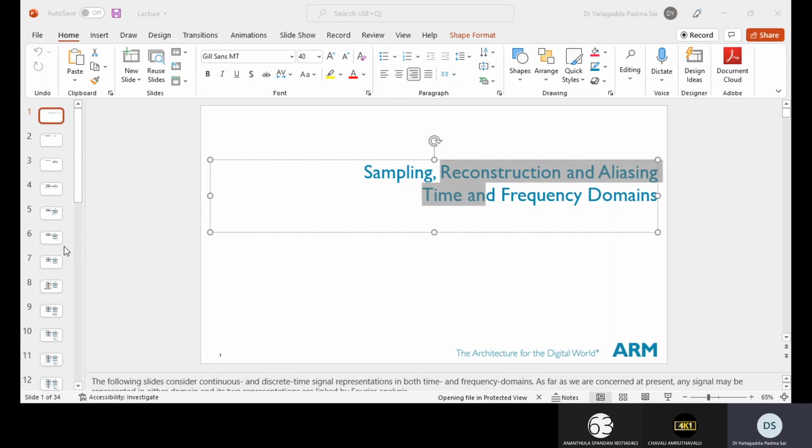Okay, now coming to energy and power. How to calculate energy and power.